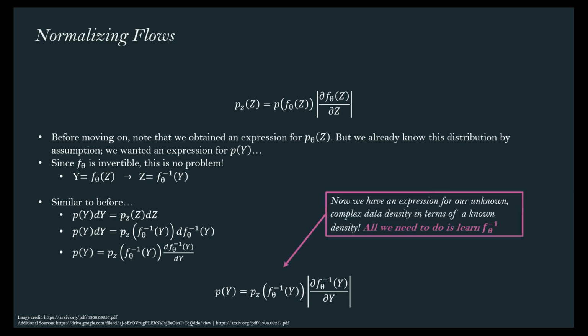Cool. So yay. We've got this expression for our unknown complex data density in terms of a known density. All we need to do is learn the mapping, right? How hard could that be?